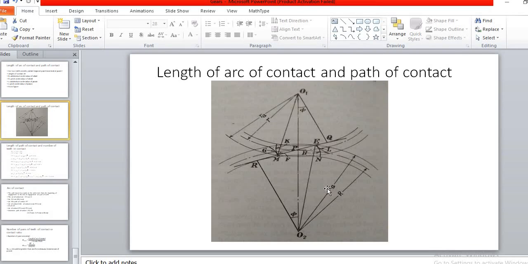So arc GH is nothing but arc MN divided by cos phi. Now this arc MN is nothing but the path of contact EF. MN is also equal to EF. This EF value we already calculated as EP plus PF. Now EP and PF are EP divided by cos phi and PF divided by cos phi.